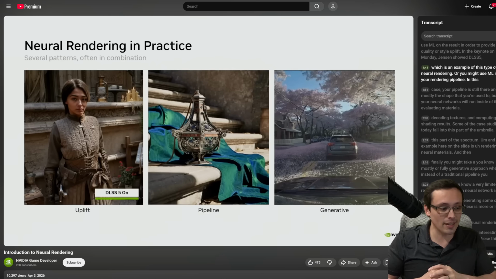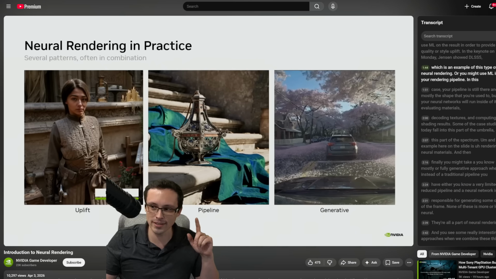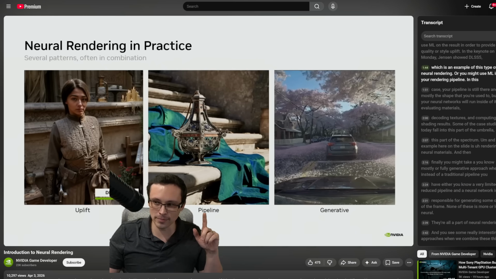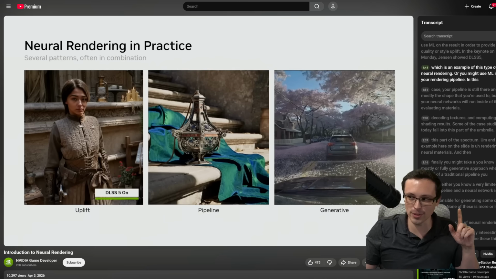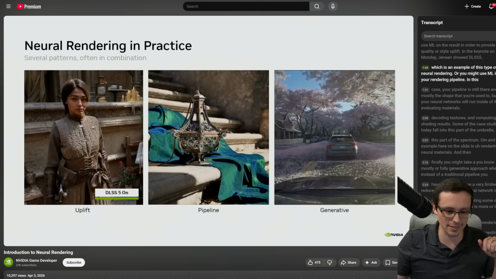So that's what we got from NVIDIA regarding neural rendering at their GTC talk. Like I said, not a whole lot of talk about DLSS 5 in this. It seemed to be a lot more focused on the pipeline versions for games, and then they did talk quite a bit about this, but it wasn't really as a gaming use case, at least at this time.